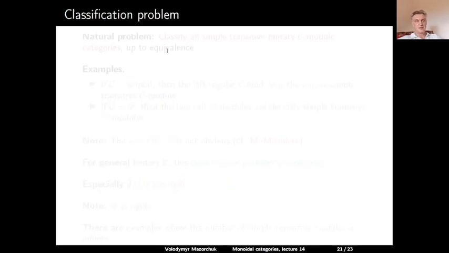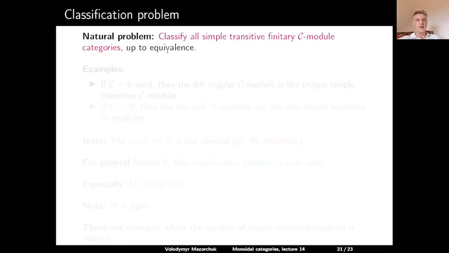The discussion in this lecture brings us to the following natural problem. If we have a finitary monoidal category C, classify all simple transitive finitary C module categories up to equivalence. So here are two examples where this is solved. We will discuss them in some detail later.